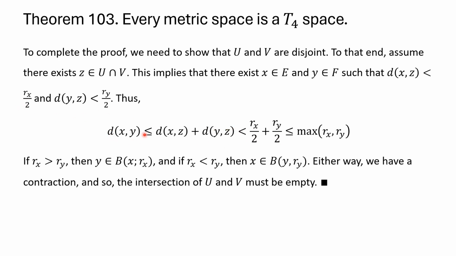So we get the distance between x and y is less than or equal to the max of r sub x, r sub y. If r sub x is greater than r sub y, then y is in the open ball about x of radius r sub x. And if r sub x is less than r sub y, then x is in the open ball centered at y with radius r sub y. Either way, we have a contradiction, and so the intersection of U and V must be empty.